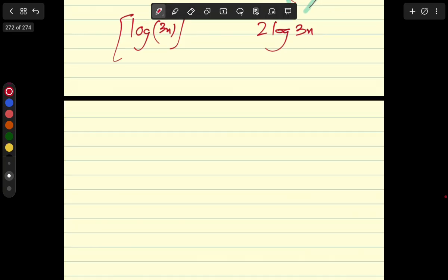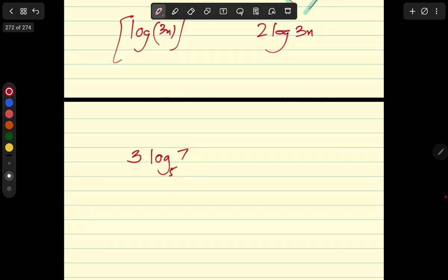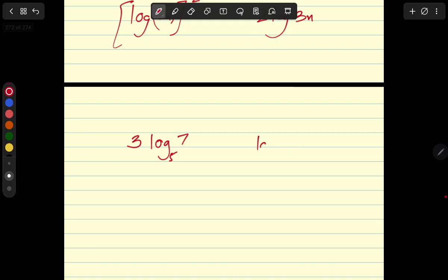Now, if I ask you to simplify 3 times log 7 base 5, right? So the answer is nothing but log 7 cubed, which is 343. So I will write it down, log 343 base 5. So this is the simplified version.